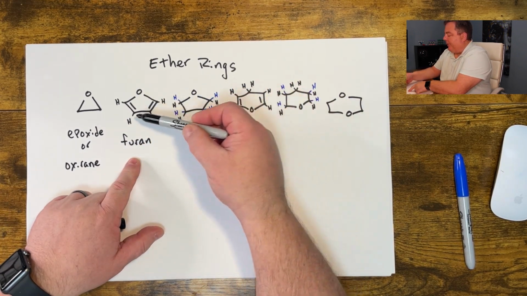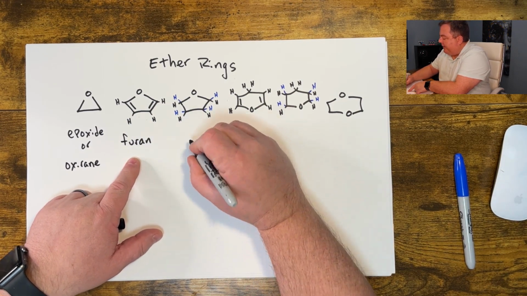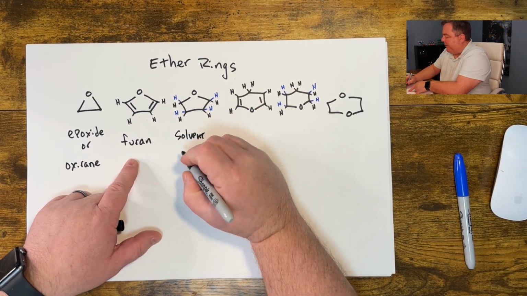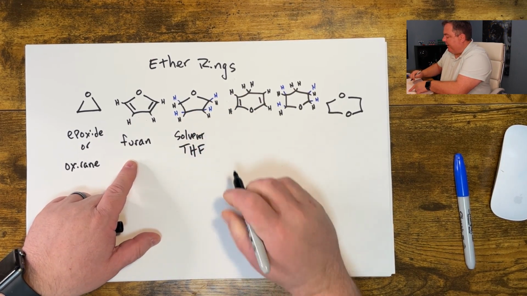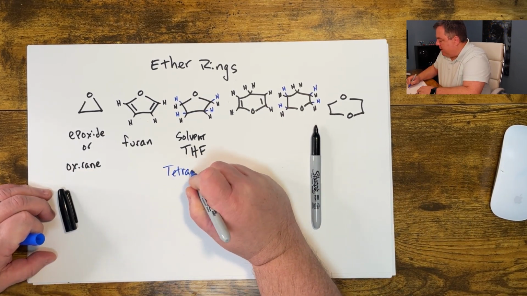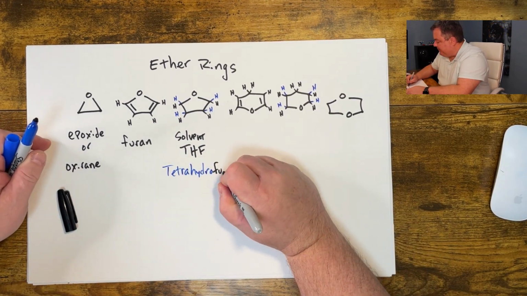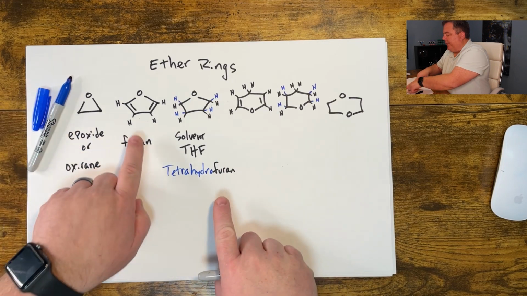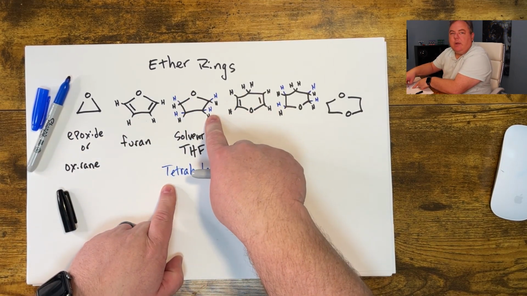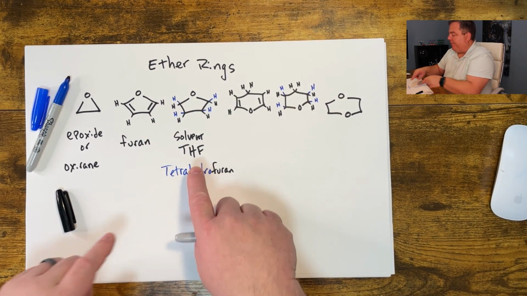This is very similar to the furan, but the double bonds have become single bonds. And this is a very common solvent. So we need to learn this one. This is called THF. And that stands for tetrahydrofuran. So it's this furan, but there are 4 extra hydrogens, and I marked them in blue, that are added to furan to make tetrahydrofuran, or THF.